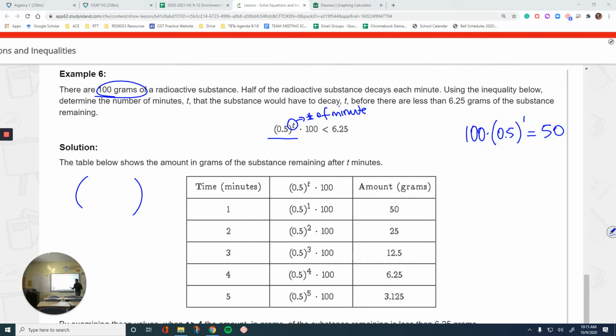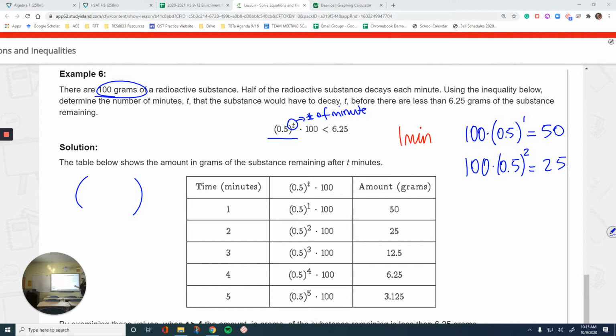Okay, this is after 1 minute. After 2 minutes, 100 is our initial number. It's going to lose half of it. What happens after 2 minutes? It's going to be 25.